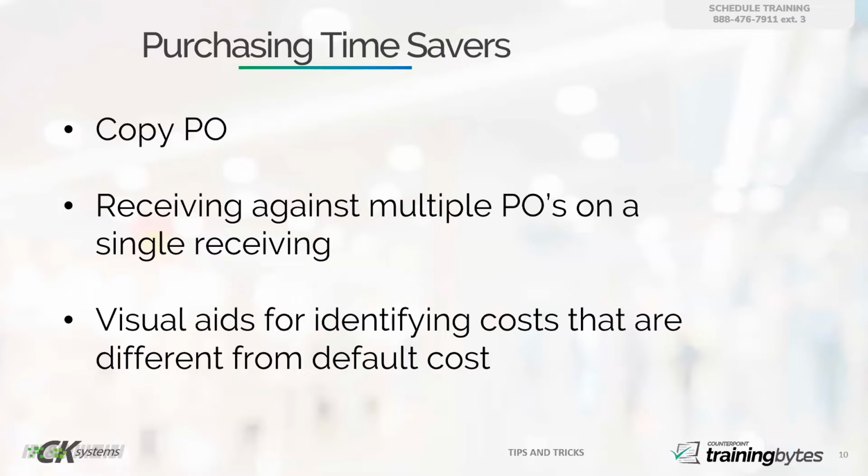Some purchasing time savers, you may or may not know this, but you can actually copy from an old PO, which is a huge time saver. And Counterpoint will use your current cost and not the cost from the old PO. You can also have one receiver where you receive against multiple POs as long as it's the same vendor and same location. And there's also a visual aid that you can enable in a control where Counterpoint will flash a fancy turquoise color if the cost is different on the document that you're creating compared to the default or last cost.